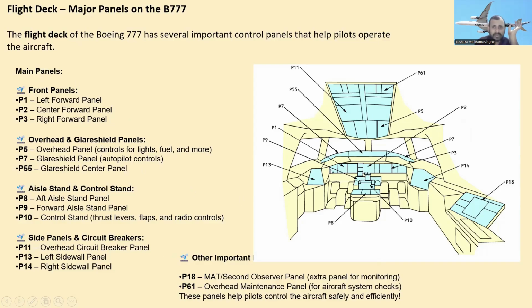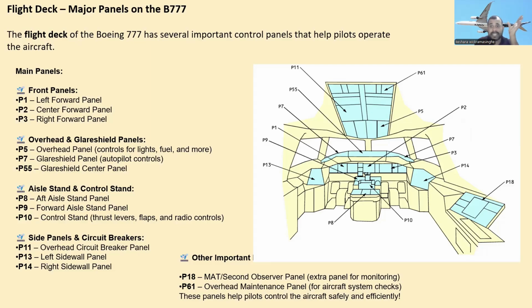You can see the main panels, the front panel: P1, P2 and P3. The front panel has P1 as the left forward panel, P2 as the center forward panel, and P3 as the right forward panel. And the overhead and glareshield panel has P5. The P5 area is the overhead panel, which controls the lights, fuel and more.